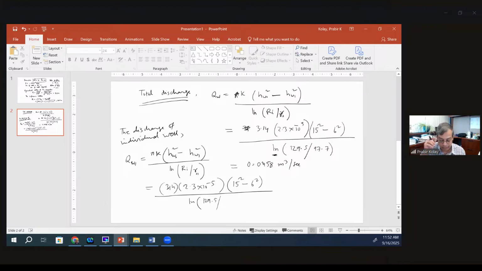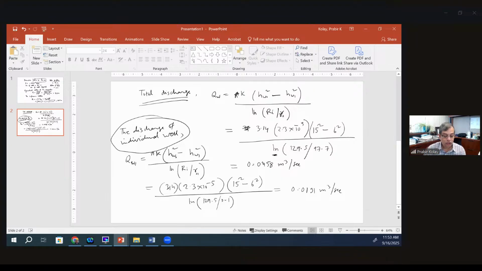So how much should be the value of this one, Rw1? 200 millimeter diameter, so the radius is 100 millimeter. You convert it to meter, so it should be 0.1 meter. Then the discharge is 0.0191 meter cube per second. Okay, this is the discharge for the individual well.